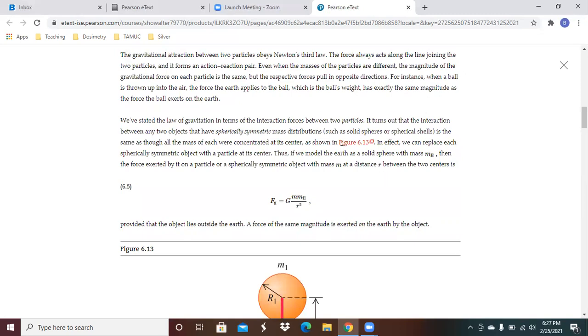So for instance, when a ball is thrown up in the air, the force the Earth applies to the ball, which is going to be the ball's weight, has the exact same magnitude as the force the ball exerts on the Earth.